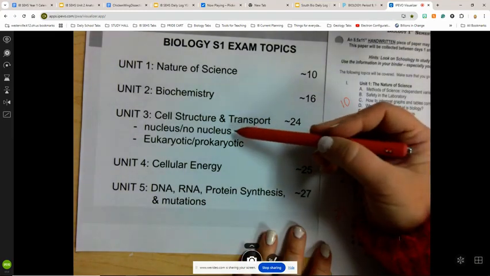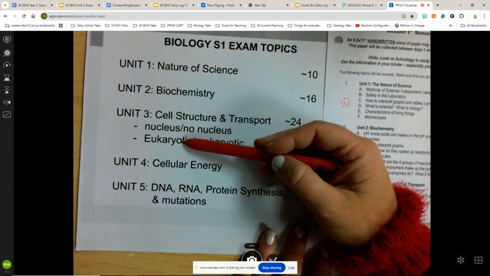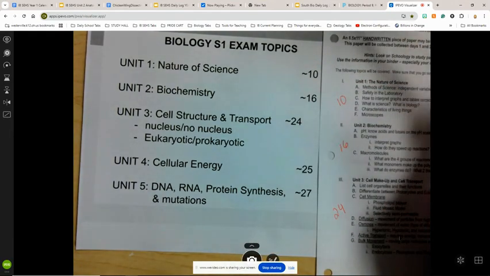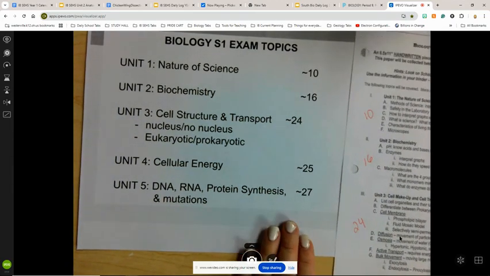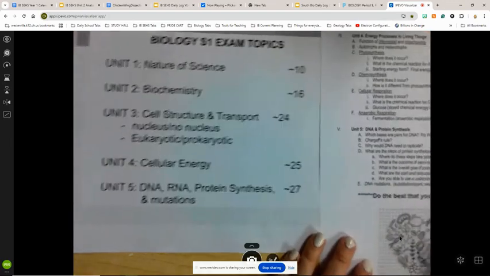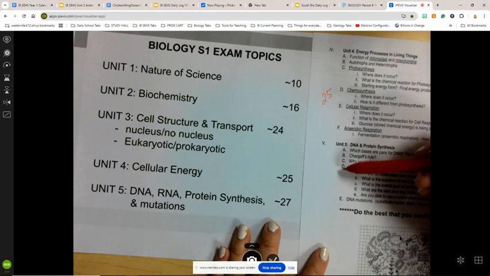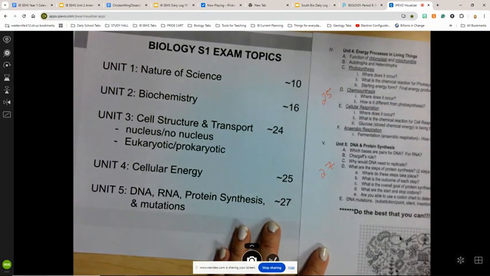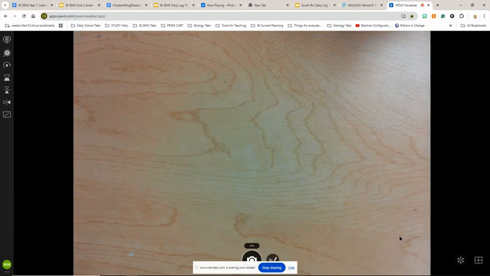Don't forget the difference between a nucleus, that's eukaryotic, right? And no nucleus is prokaryotic. And where do bacteria fall into that? Where do animal cells and plant cells fall into that? Okay, and then on the back, cell energy is 25 points, and then DNA, RNA, protein synthesis, and mutations is 27 points. So that way you know how you should break down your study guide.